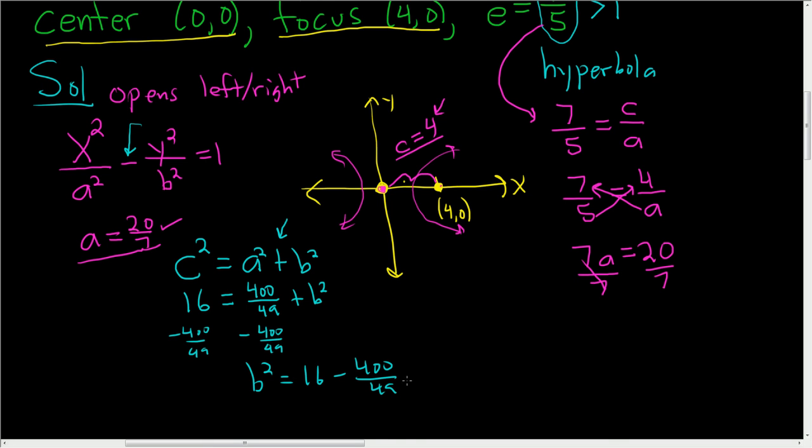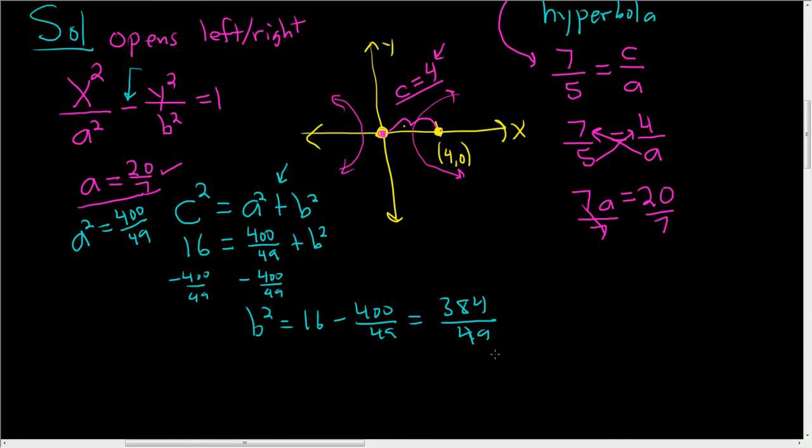And at this point, I am going to cheat because I haven't done this problem before, and I'm going to plug this in my calculator. Let's see, 16 minus 400 divided by 49. And that is 384 over 49. Okay, so now we have a, and in particular we have a squared, which is 400 over 49. And we also have b squared, which is 384 over 49. So now we can go ahead and plug these numbers in. I didn't know this problem would give us numbers that were just so big.